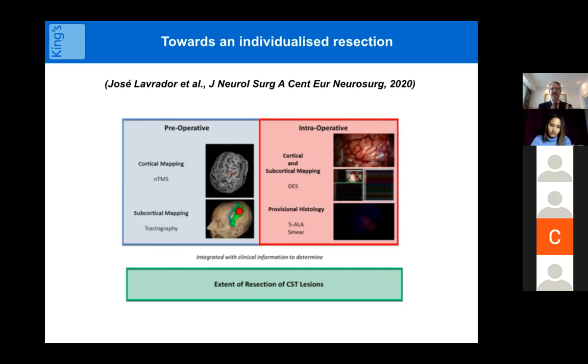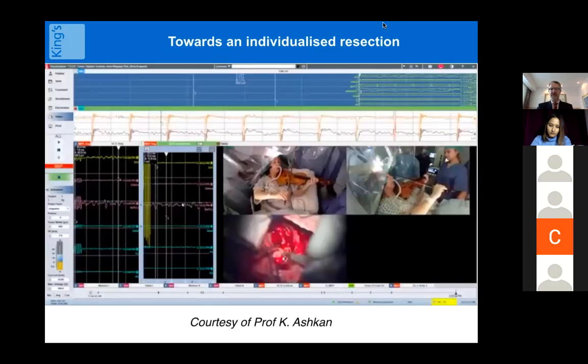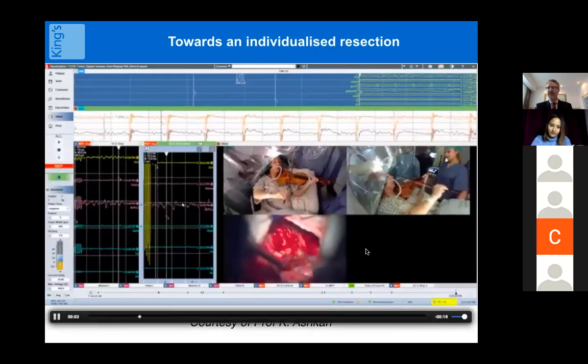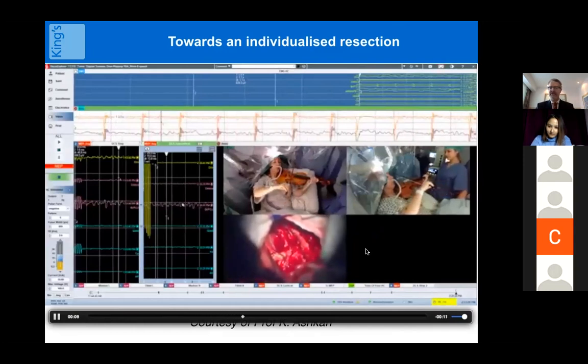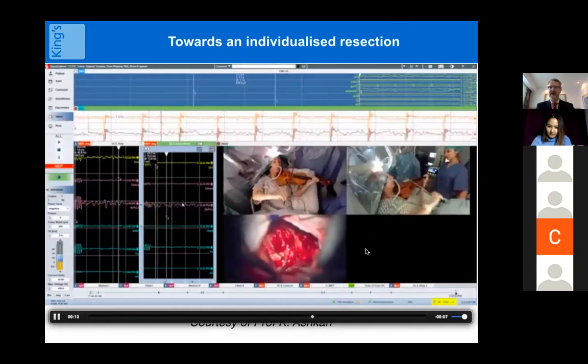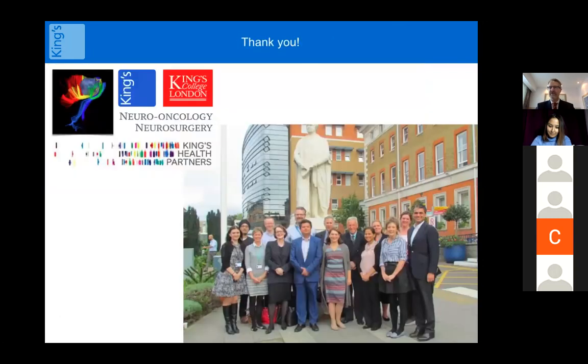investigate for that. Is the patient a violin player? Well, if your patient plays the violin, then you can wake them up and have them play the violin while, as you can see, you're resecting the tumor and you have your neurophysiology running in the background, so you are sure that you're not causing any motor deficit.